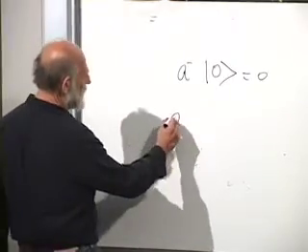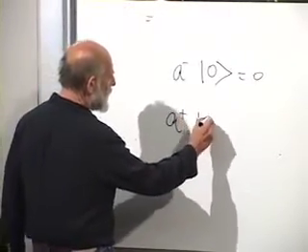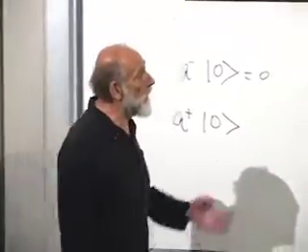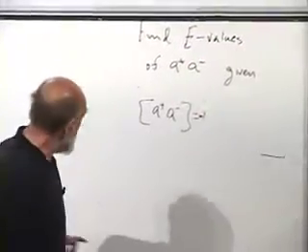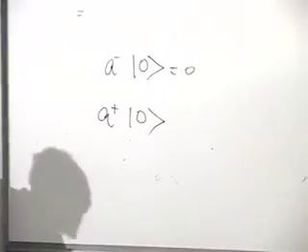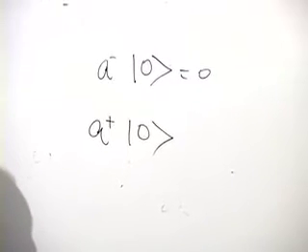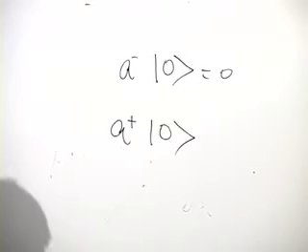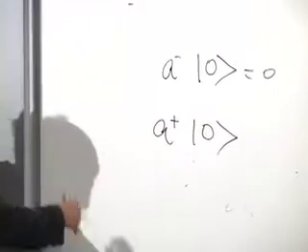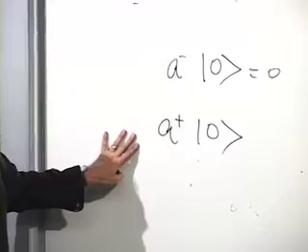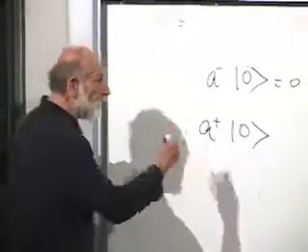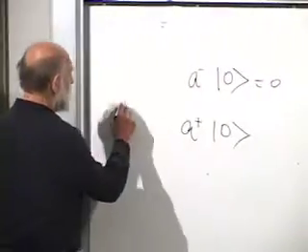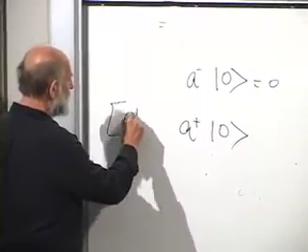What about A plus? Let's take A plus on 0. That's some new state. We can figure out exactly what its wave function is, and we will do it later. But let's see what its energy is. It may not be an eigenvector of energy. There's no guarantee that it's an eigenvector of energy, but it is. Let's just check it. How do we check that this is an eigenvector, or better yet, an eigenvector of A plus A minus? Well, we just multiply it by A plus A minus. Let's put a bracket around it.